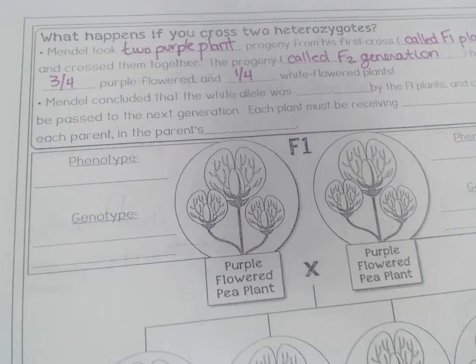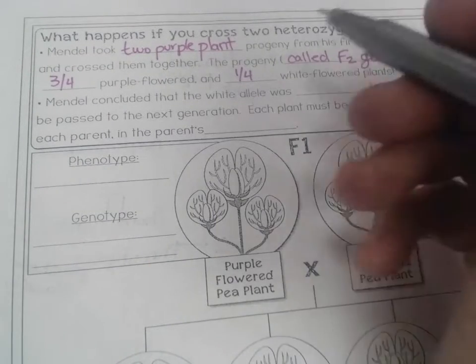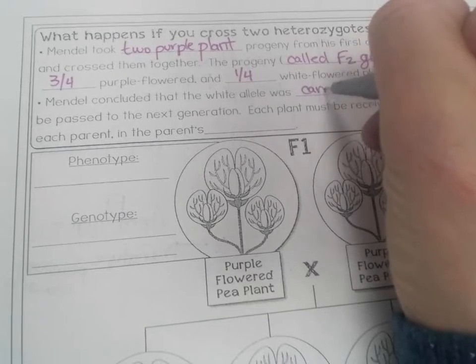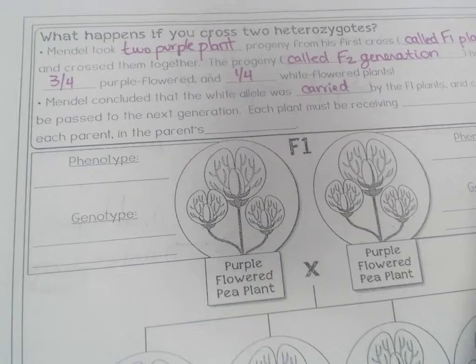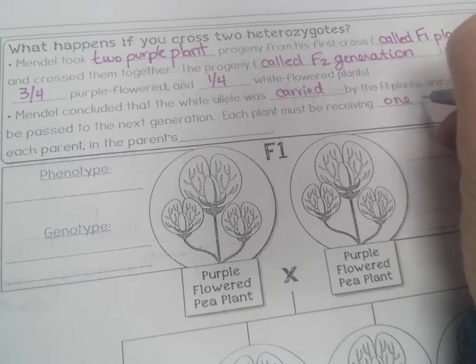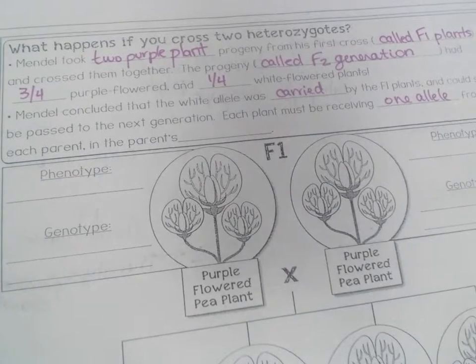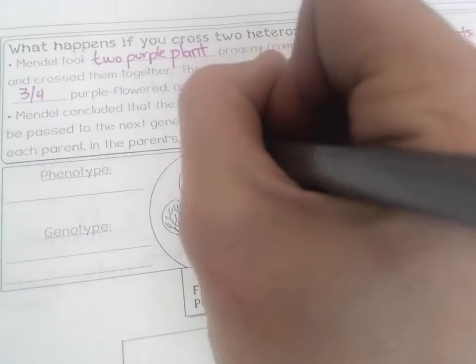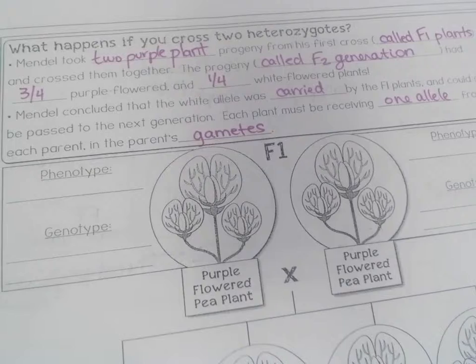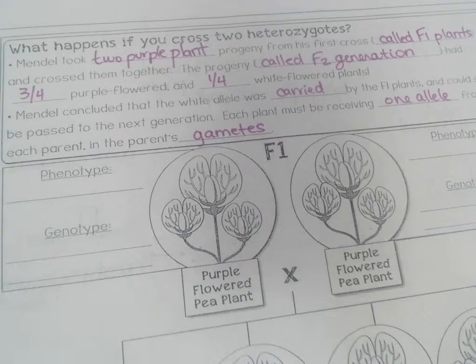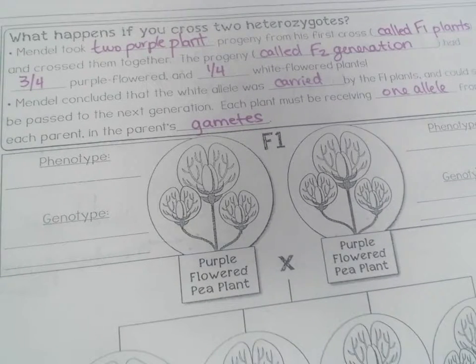Mendel concluded that the white allele was carried by the F1 plants and could still be passed to the next generation. And each plant must be receiving one allele from each parent in the parent's gametes. Remember, the gametes are the cells that were created during meiosis. They are the sex cells, the sperm and the egg that come together. That's why you get one set from mom and one set from dad.